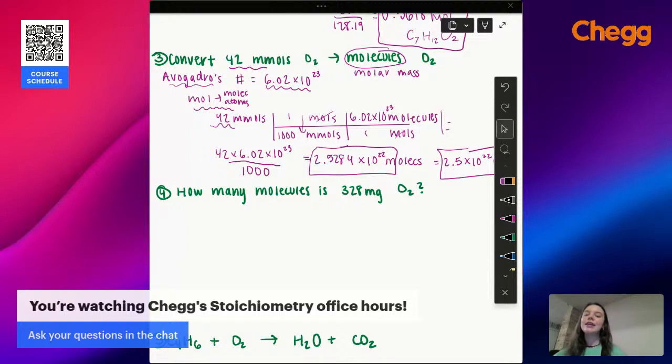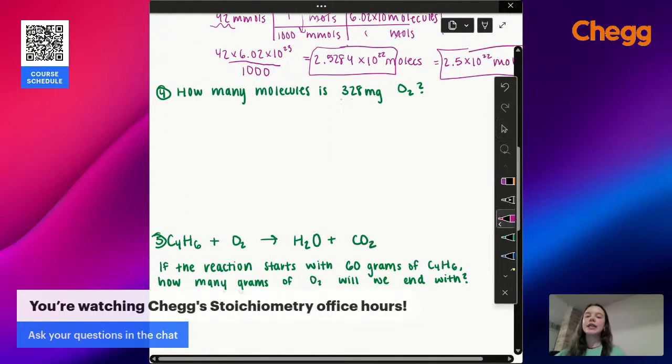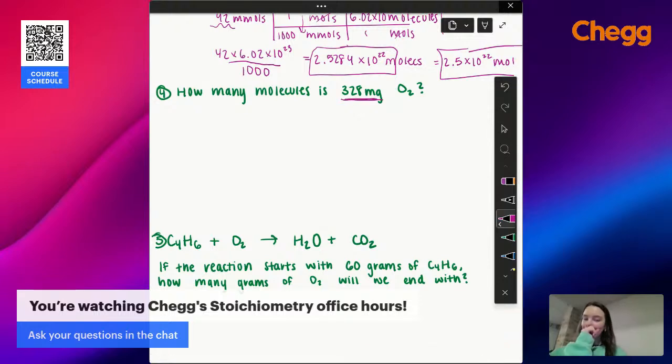All right. Now we have: how many molecules is 328 milligrams of oxygen? I think that this one's going to take us a few steps. We're going to work through it slowly so that we hit all of those components. But if you have any ideas on how you start this problem, or know any specific steps or the whole thing, let me know in the comments, and then we can check our answer.